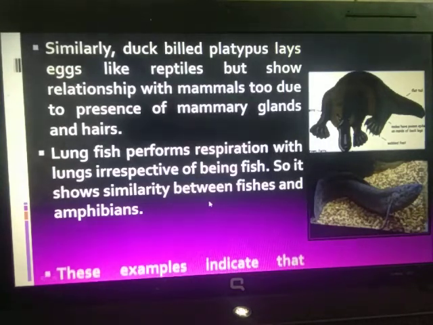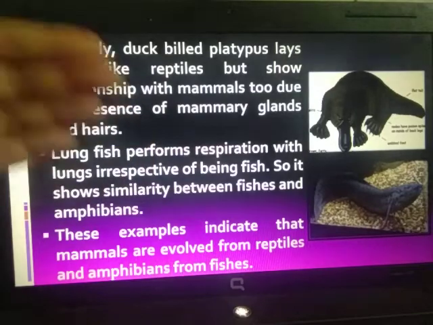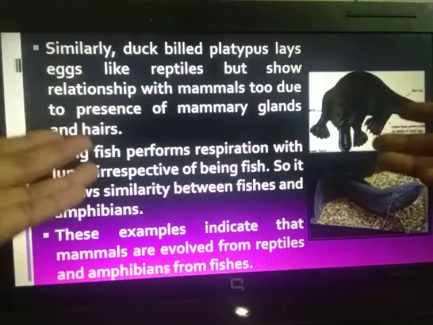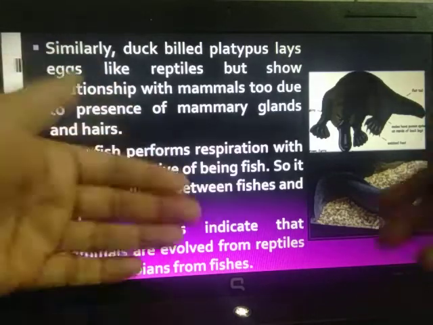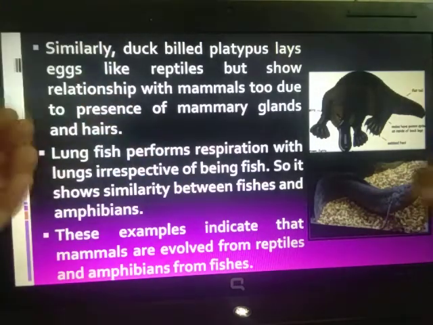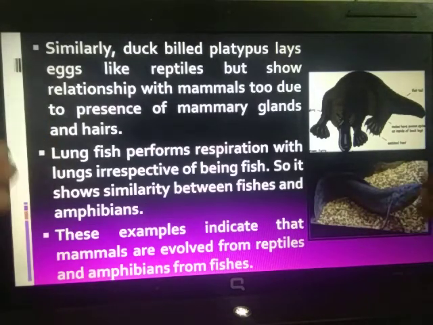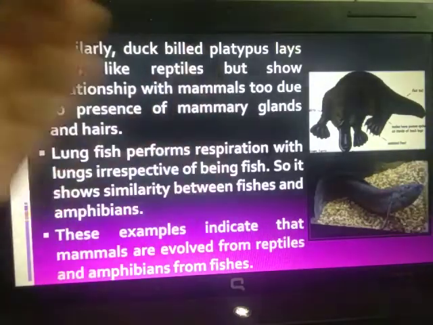So what we can conclude from this? These two examples indicate that mammals have evolved from reptiles. An example of a reptile is a lizard. Okay. Then even our crocodile is a reptile, or a snake is a reptile. All of them lay eggs. Fine. So they are called reptiles.